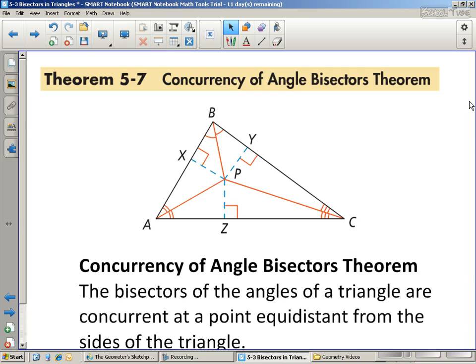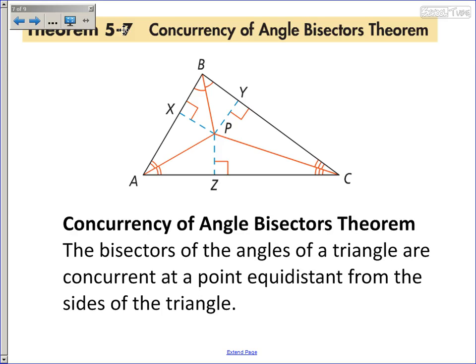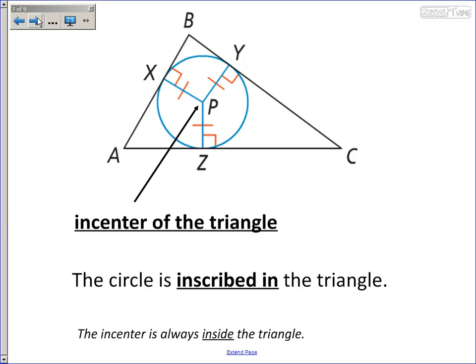So here is the concurrency of angle bisectors theorem. The bisectors of the angles of the triangle are concurrent at a point equidistant, meaning the same distance, from the sides of the triangle. Like I said, that point of concurrency is called the incenter, and the incenter is always inside the triangle.